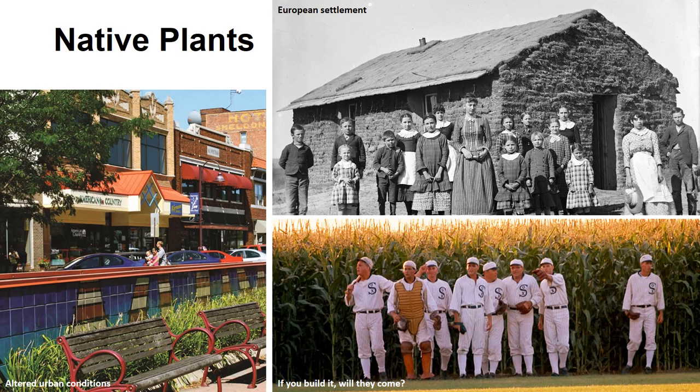So instead of "if you build it, they will come," it's "if you build it, will they come?" If we plant native plants, does that solve everything? I would say not entirely.